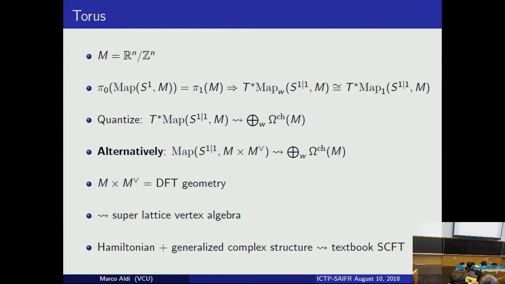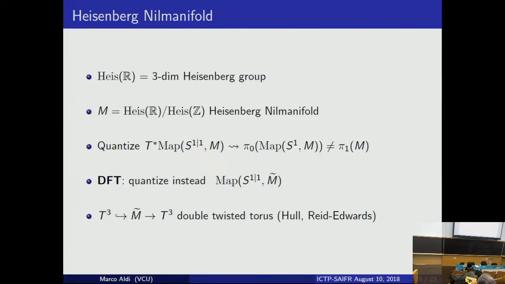Then this gives rise to a super lattice vertex algebra, and this gives you an alternate derivation of the textbook superconformal field theory that is associated to a torus. Now, things are a little bit more difficult when you look at Nil manifolds, and the simplest example is the Heisenberg Nilmanifold.